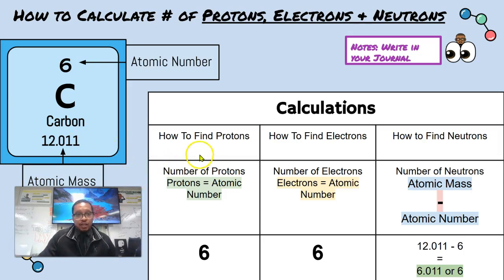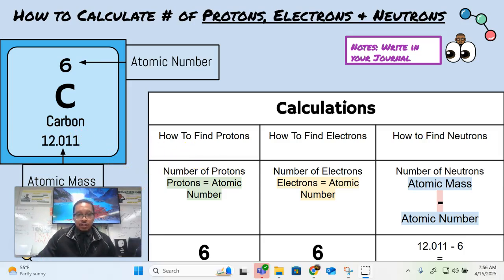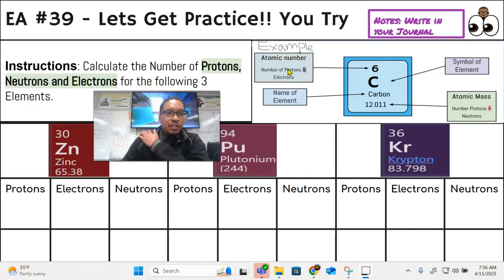So I want to give you guys some practice. This will be interactivity number 39. I want you to calculate the number of protons, electrons, and neutrons for zinc, plutonium, and krypton way over there. So pause the screen and go ahead and handle that business. You can find these on your own periodic table, or you can use the periodic table cells that we have right here. Take 2 minutes to get that done.